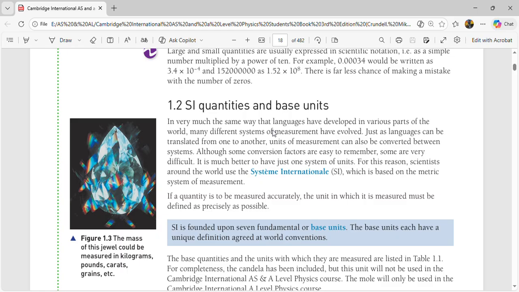So their corresponding units are called base units. That is, in a respective order: kilogram, meters, seconds, Kelvin, ampere, moles, and candela. And of course symbols, like I will show you, we have the symbols. So those ones, they are called base units.